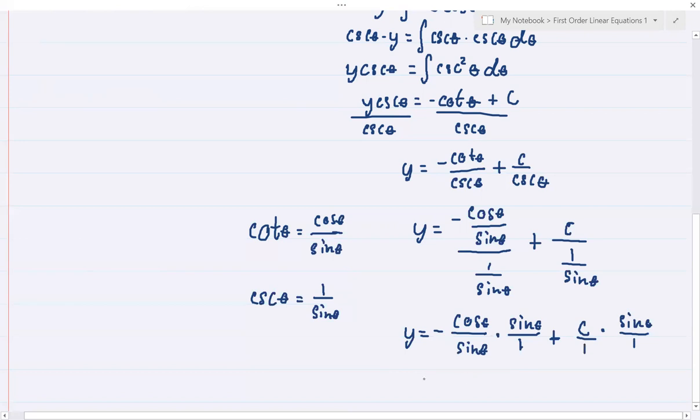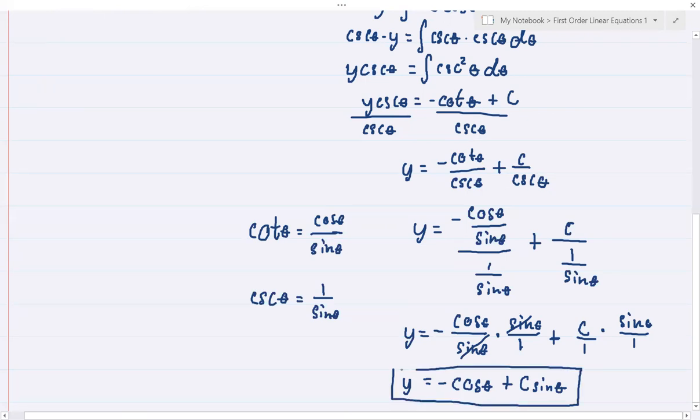So if you simplify, this one will be cancelled out. So we will have y is equal to negative cosine theta plus c times sine theta. And that is your general solution. See? That's basically how you got the answer for this given problem.